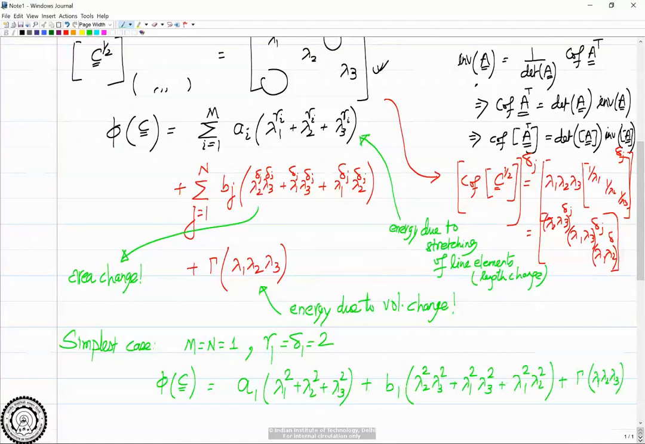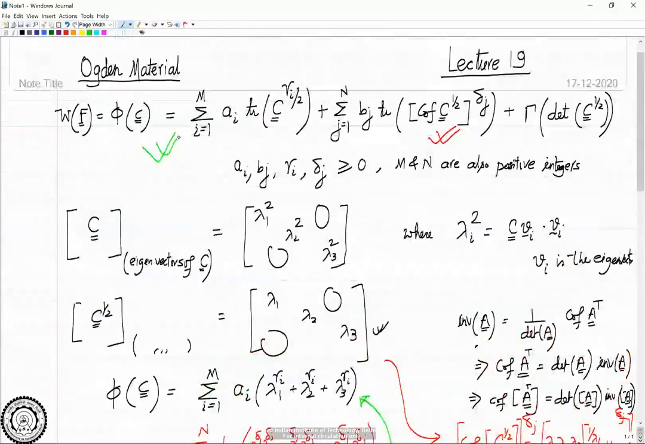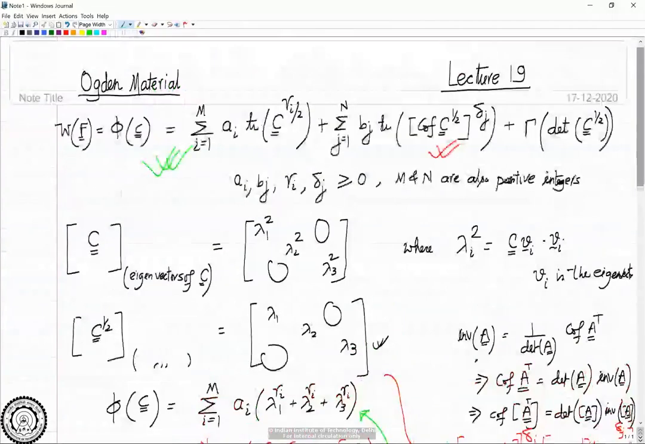All right? And if you think of, yes, please go ahead. Gamma and delta is 2 here. Yes, we are assuming. So it's one of the cases. One particular case, if we take M equal to N equal to 1 and gamma 1, delta 1 equal to 2. Okay. And in fact, we can also see what this is going to become. So you see gamma 1 is 2, so C to the power gamma 1 by 2 is C itself. Then cofactor of C to the power half and then square of it.